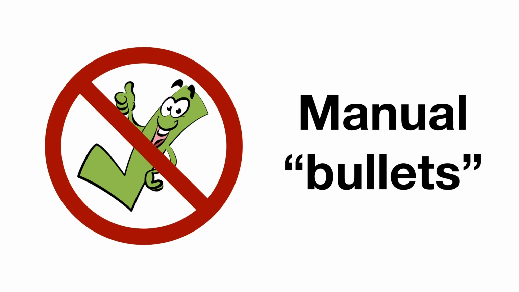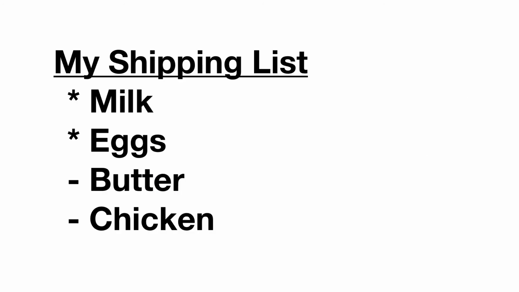Avoid using custom images or just typing the numbers or dashes, as assistive technologies won't be able to interpret them correctly. My shopping list: *milk, *eggs, -butter, -chicken.